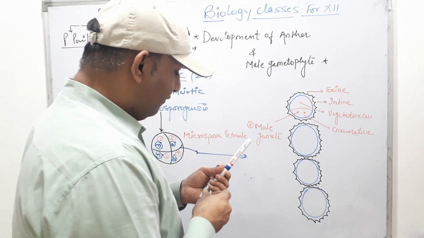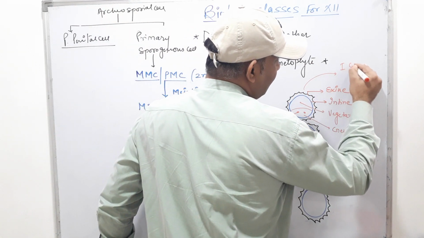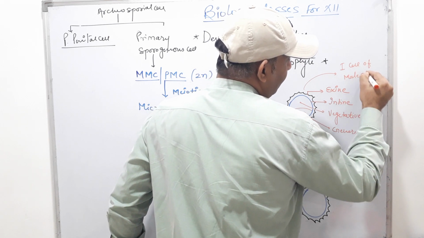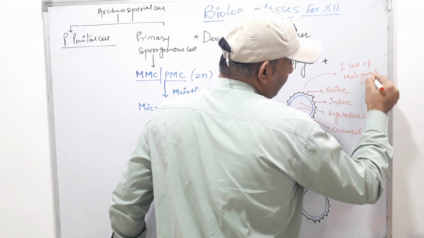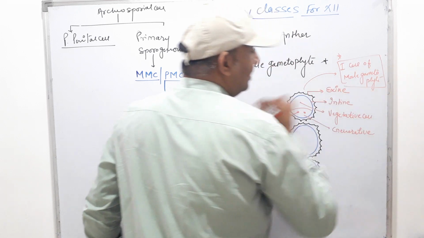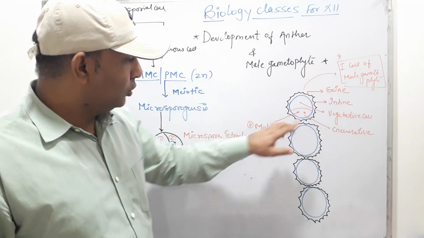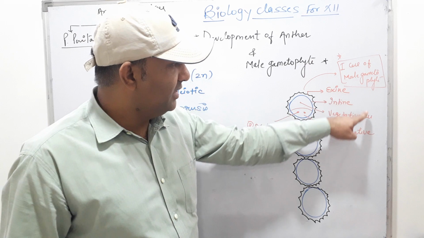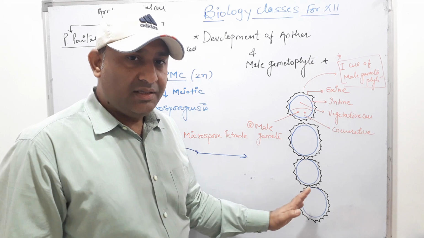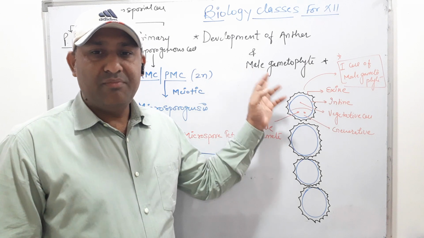Now, a few concept-based topics. The pollen grain is called the first cell of the male gametophyte. Clear? Very important for NEET and other competitive purposes. The pollen grain is called the first cell of the male gametophyte, not a male gamete. So it is the first cell of the male gametophyte, and these are 4 different pollen grains. So that is the complete structure, and then development of anther and then development of male gametophyte.